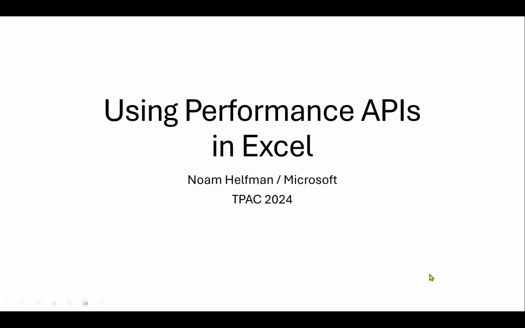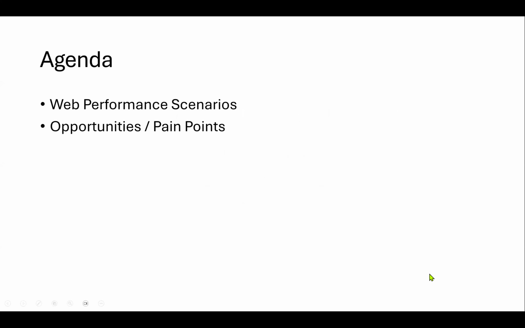So I just want to cover a bunch of web performance APIs and scenarios that we use to optimize performance in Excel, and also highlight some opportunities and some pain points that I think we can improve. Just a heads up, this is going to quickly cover a lot of different areas and topics. So if you have any questions, just take a note so we can follow up later, it's easy to lose track when going through so many topics.